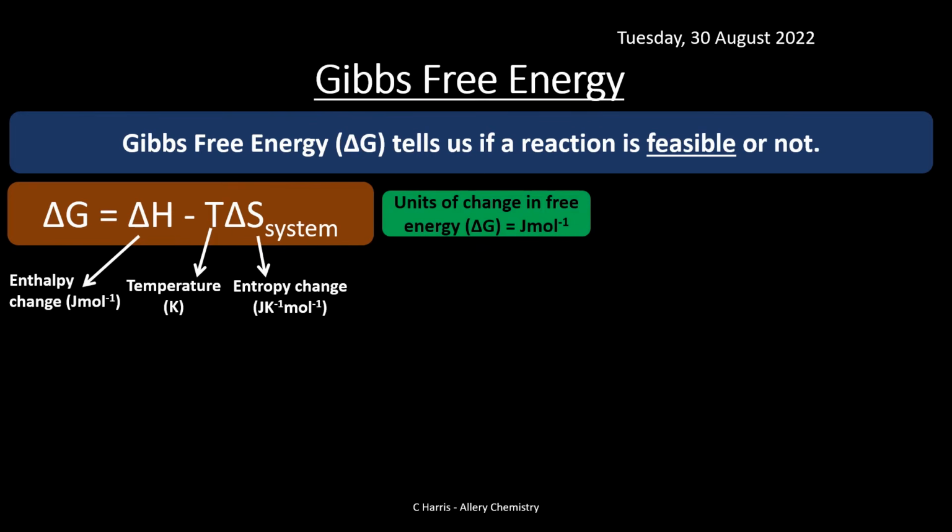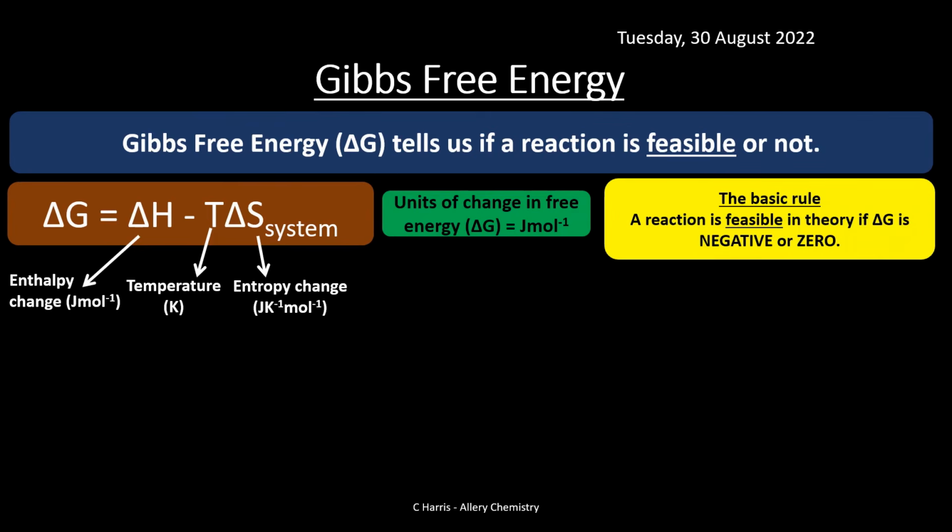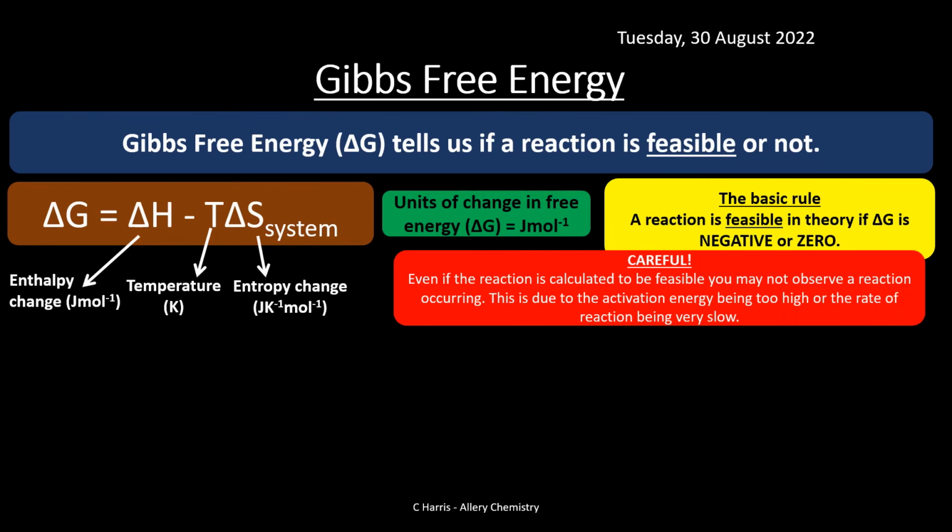So the units of change for Gibbs free energy are joules per mole. And the basic rule is that the reaction is feasible at the temperature stated, in theory, if delta G is negative or if it is 0. So that's what we're looking for. A negative value for delta G means, yep, that reaction should go. If it's 0, that means it should go as well. That's the point where it's just feasible.